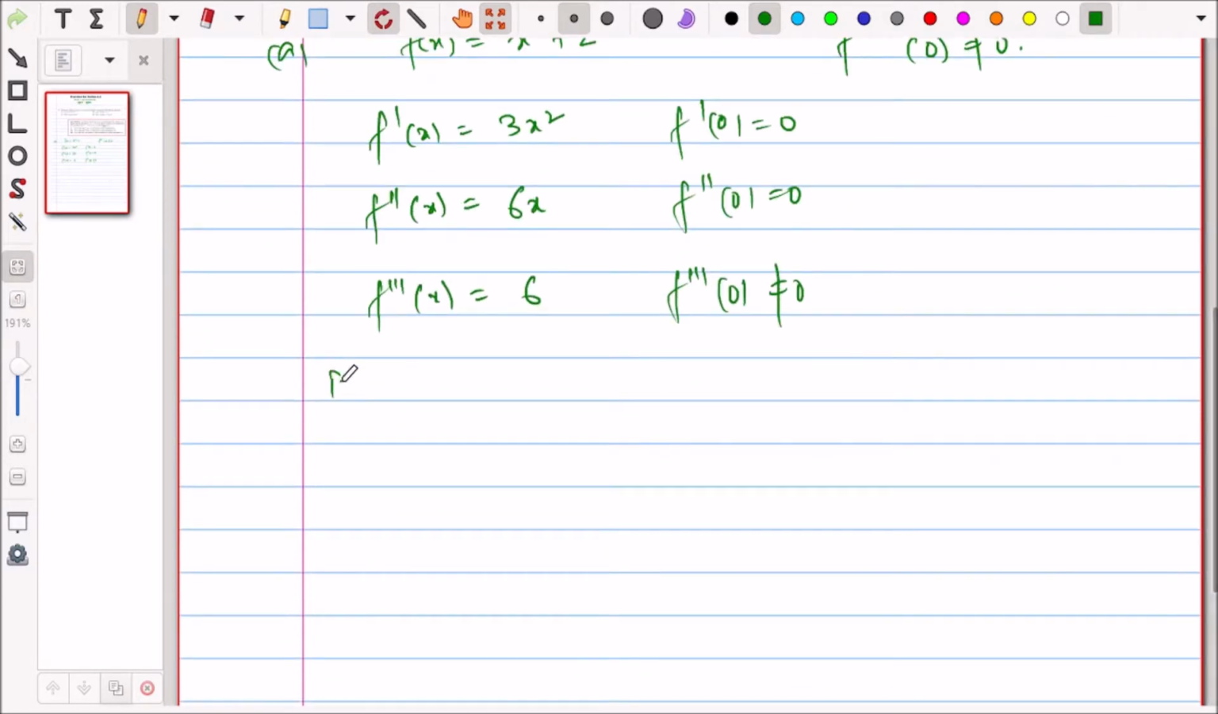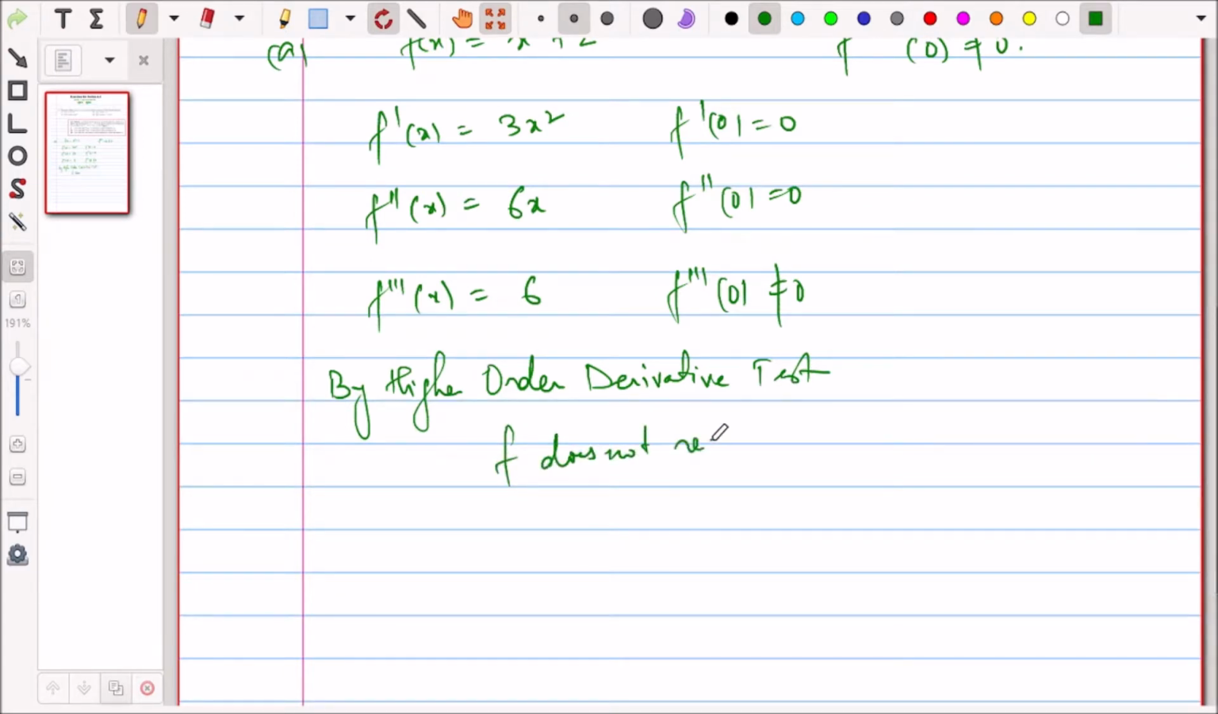So by the higher order derivative test, f does not have relative extrema at x equal to 0.